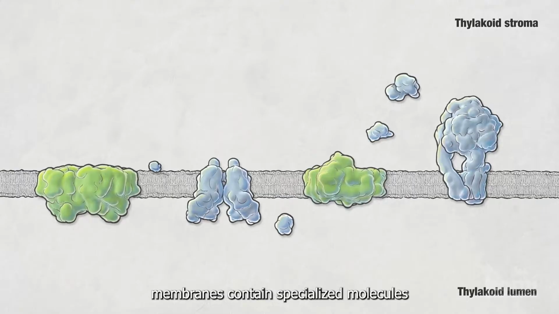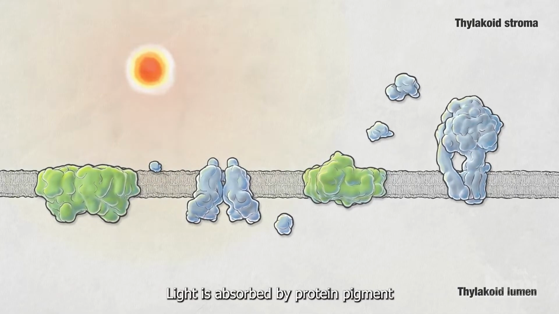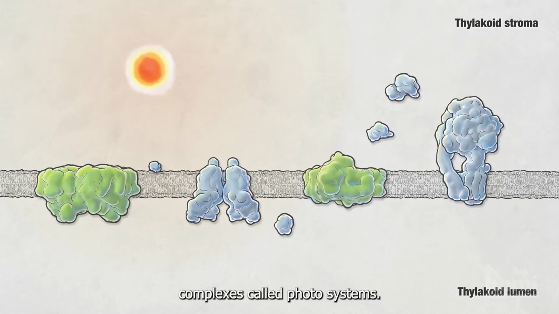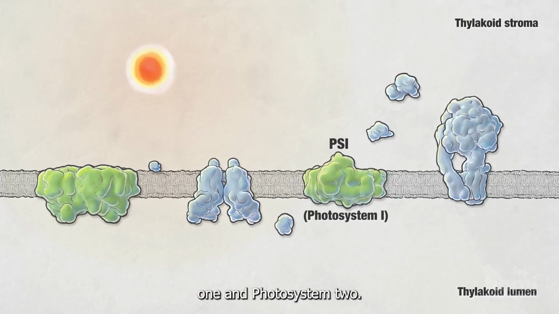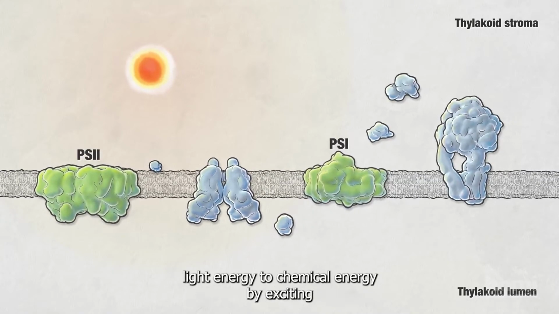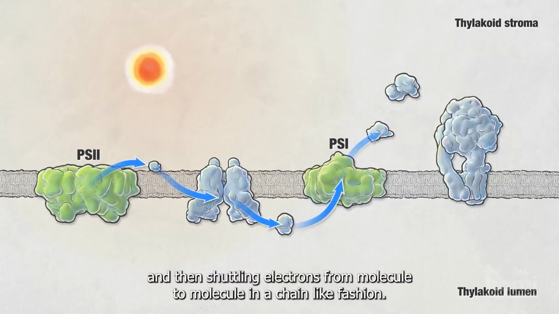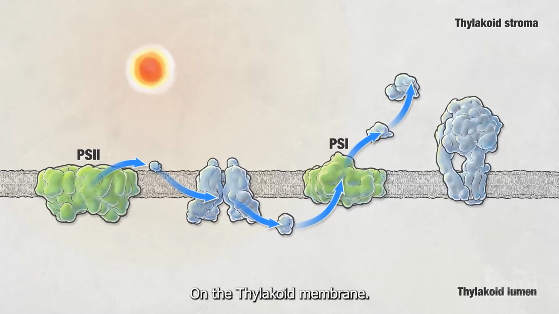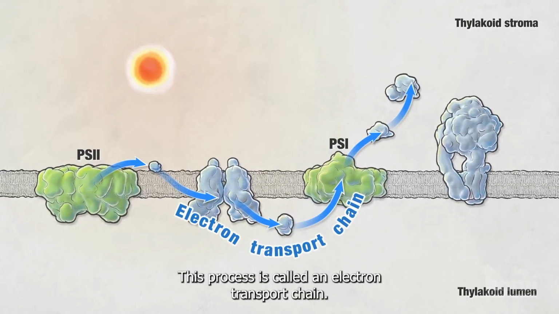The thylakoid membranes contain specialized molecules that work together to perform the light reactions. Light is absorbed by protein pigment complexes called photosystems. There are two photosystems, Photosystem 1 and Photosystem 2. The photosystems transform light energy to chemical energy by exciting and then shuttling electrons from molecule to molecule in a chain-like fashion on the thylakoid membrane. This process is called an electron transport chain.